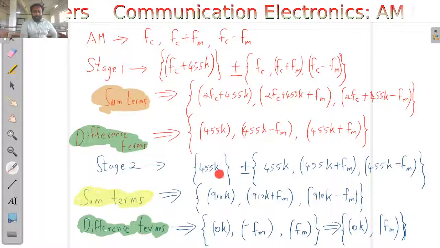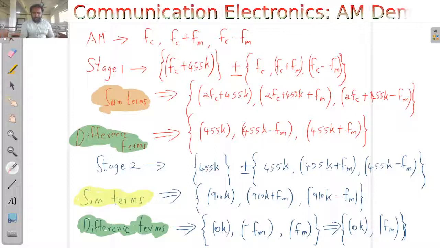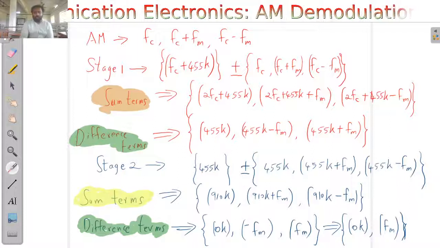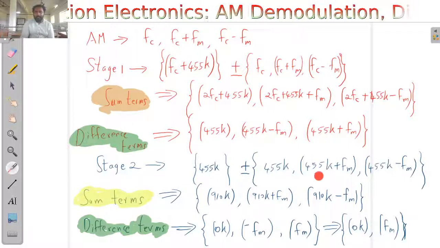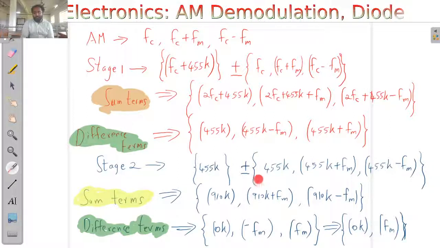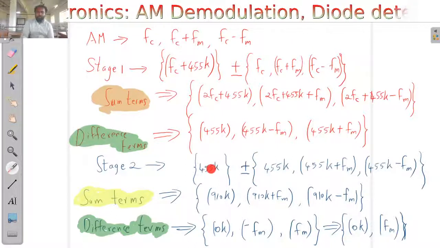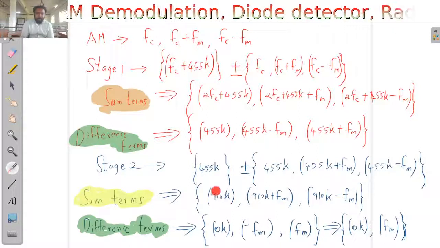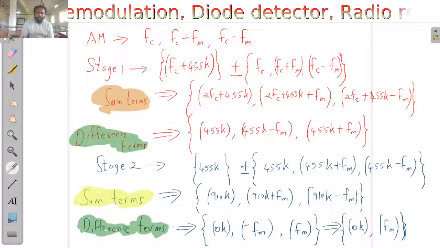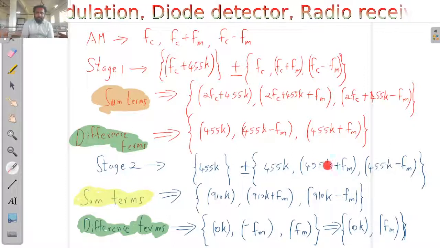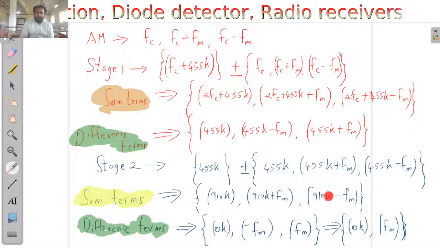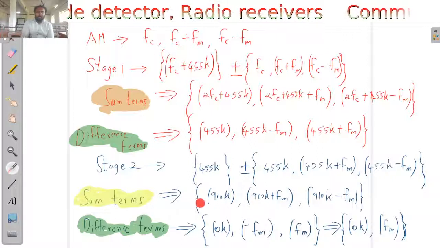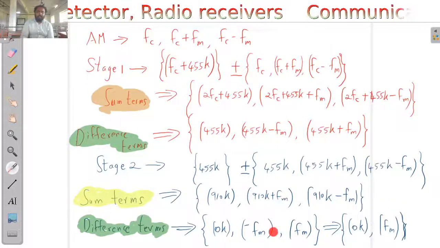In the case of stage 2, we will be using 455 kilohertz as the intermediate frequency, as the carrier frequency, and we will be demodulating using the 455 kilohertz frequency. So you will be obtaining stage 2 components like this. The sum terms are 910K, then 910K plus Fm, and 910K minus Fm. So these are the sum terms. We will not be using these sum terms. We will be taking the difference terms.